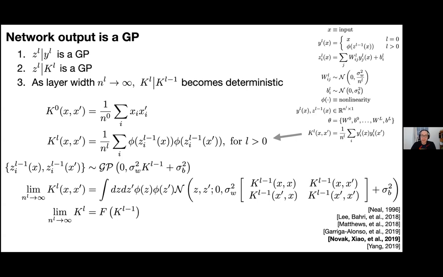So KL given KL minus one is deterministic. For shorthand, we will define a functional f which corresponds to computing this 2D integral for all pairs of inputs, and which transforms K of L minus 1 into KL. I would like to emphasize that computing this transformation only involves computing a 2D integral. There are a bunch of situations where you can solve this integral analytically. For instance, if the nonlinearity of your network is an error function or a rectified linear unit, you can solve it analytically. But even when you can't, you can efficiently numerically compute a 2D integral.